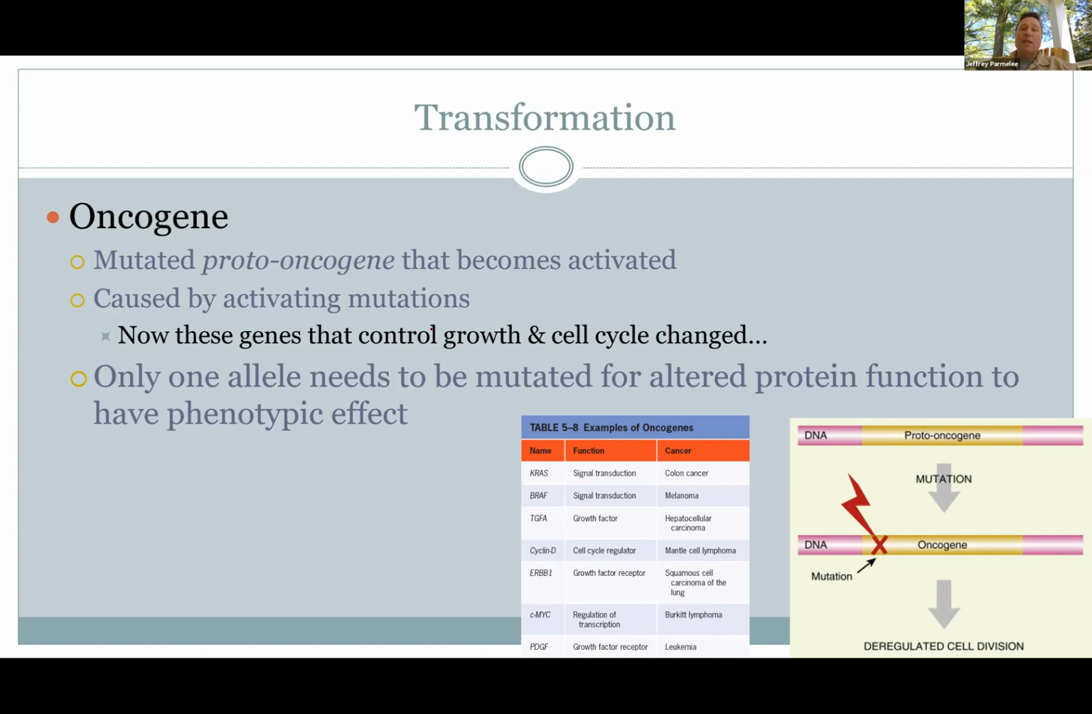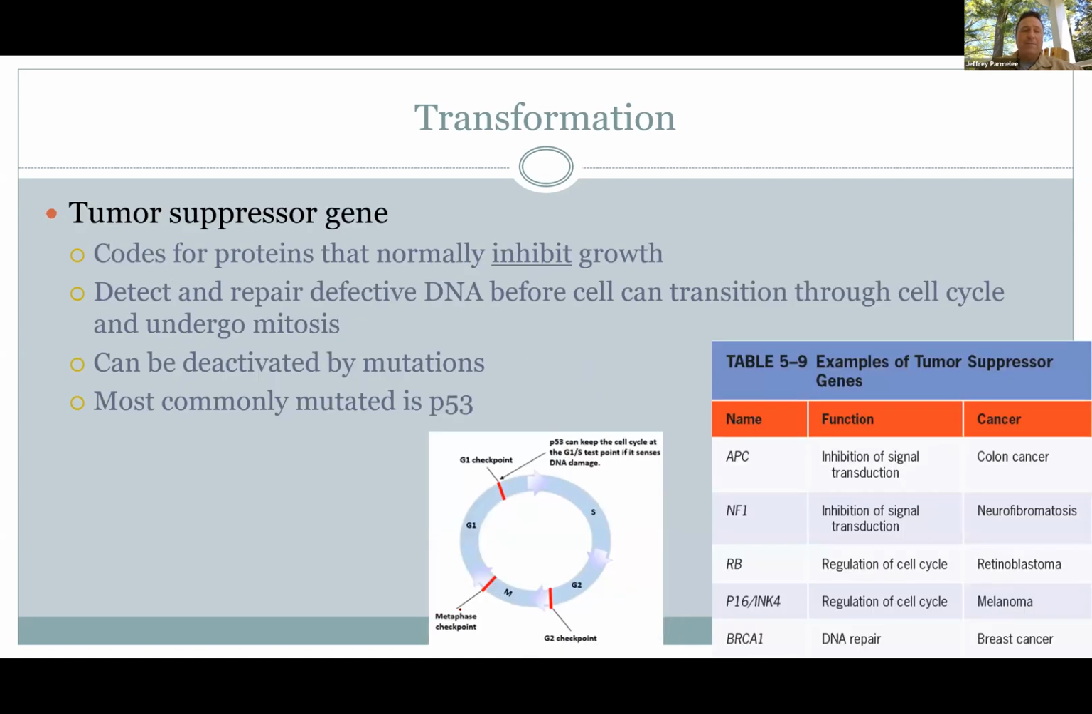Sure, you only need one allele. Sometimes it doesn't have to be both alleles to cause the effect. Here are just some examples of oncogenes. Maybe you've heard of some of these. When I look at the functions, I see growth factor, cell cycle regulator, regulation of transcription, all things involved in normal cell division and growth. And if those are screwed up, the cells go nuts. So an oncogene, if it's activated, will cause a cancer.